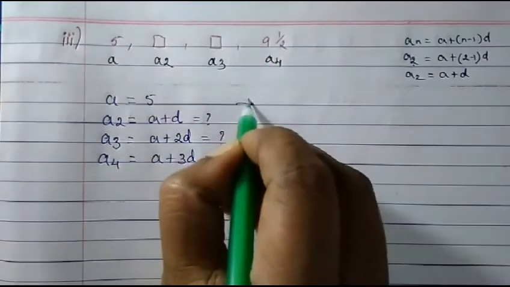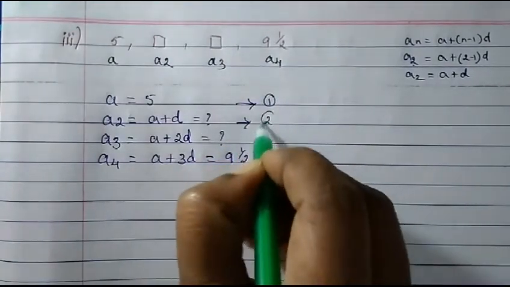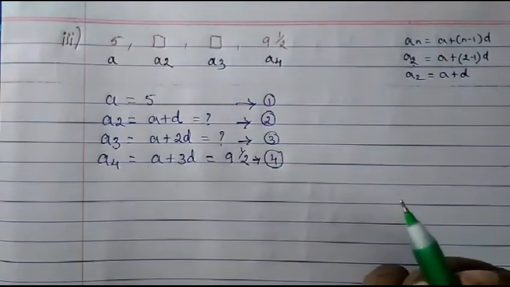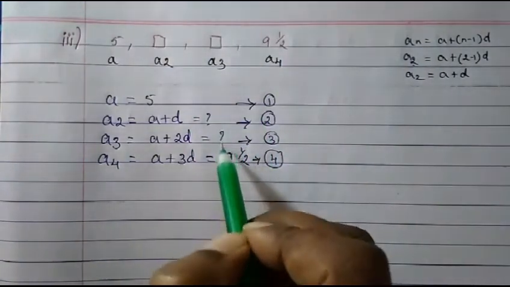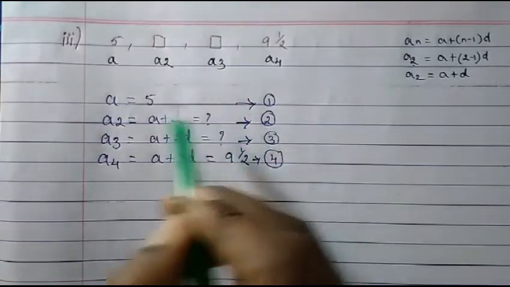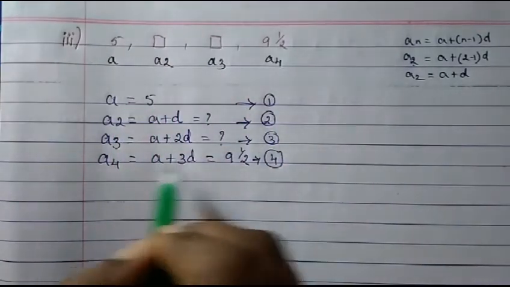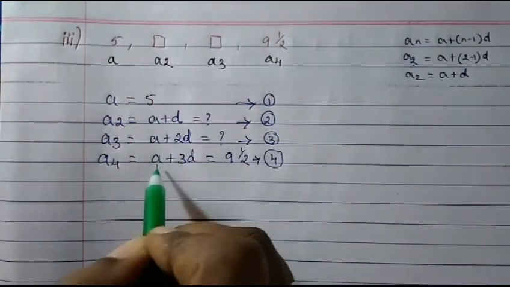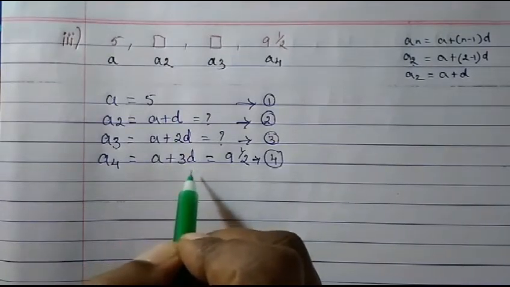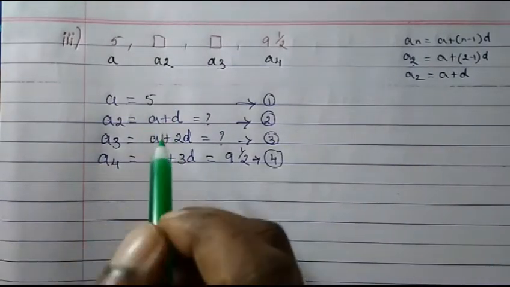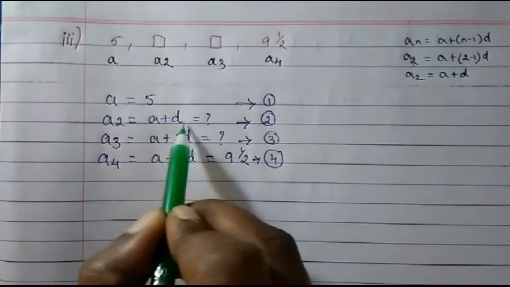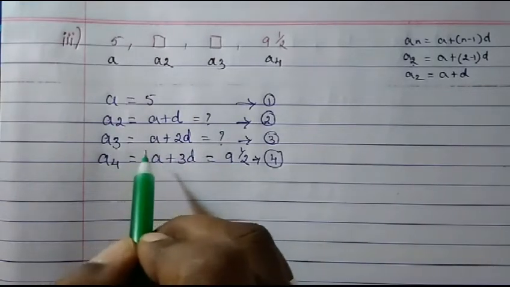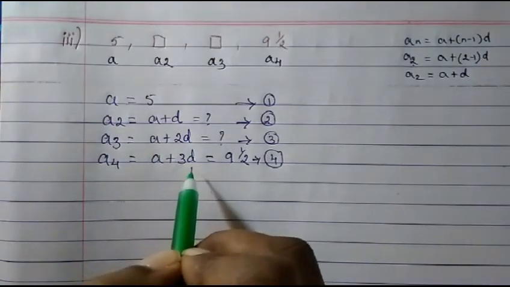So let's consider this as equation 1, this as equation 2, this as equation 3, and this as equation 4. Now these two terms we don't know, we have to find them out. From the first term you see we have the A value. In the fourth equation, if we put the A value, we can get the D value. Once we get the D value, we know the A value and the D value, so you can put them here to get A2. Here also, if we put the A and D values, we will get A3. So from here we'll get the D value.